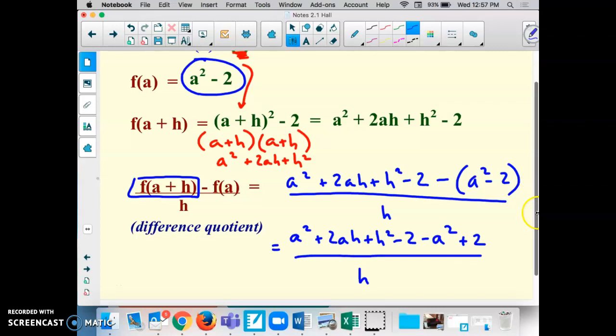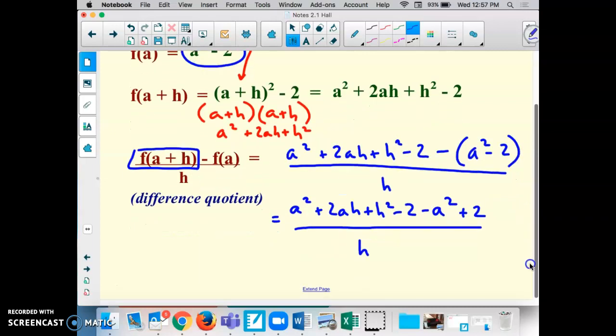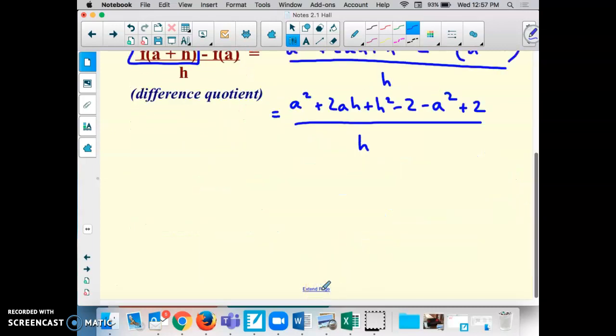Let's continue to clean this up. All I did was distribute the negative on that second one. Well, take a look at that. I got an a squared and a negative a squared. Those are going to cancel out. Also got a negative 2 and a positive 2. Those are going to cancel out. So what do I have left? I have 2ah plus h squared divided by h.